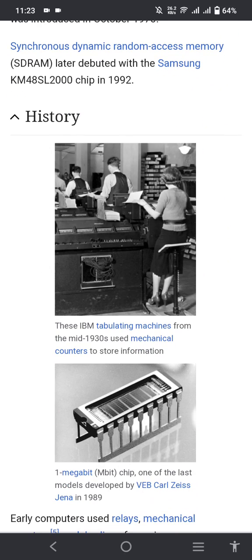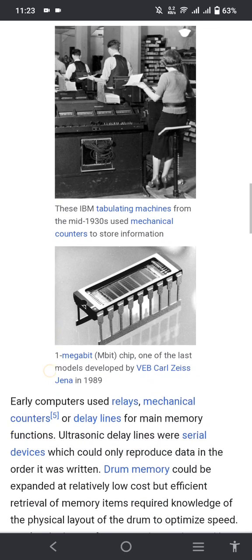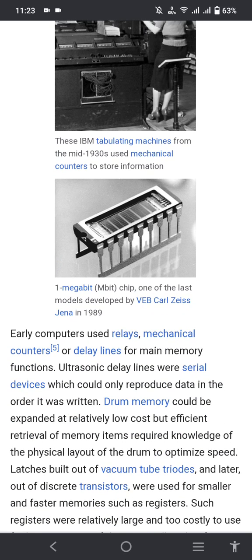History. These IBM tabulating machines from the mid 1930s use mechanical counters to store information. Early computers used relays, mechanical counters, or delay lines for main memory functions. Ultrasonic delay lines were serial devices which could only reproduce data in the order it was written. Drum memory could be expanded at relatively low cost but was inefficient. Retrieval of memory items requires knowledge of the physical layout of the drum to optimize speed.